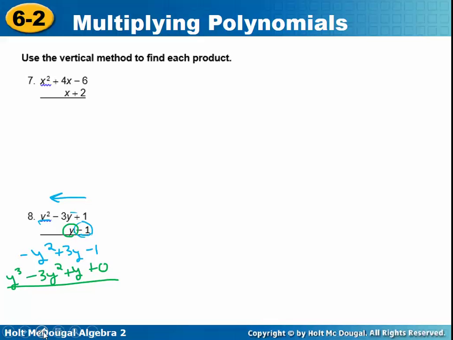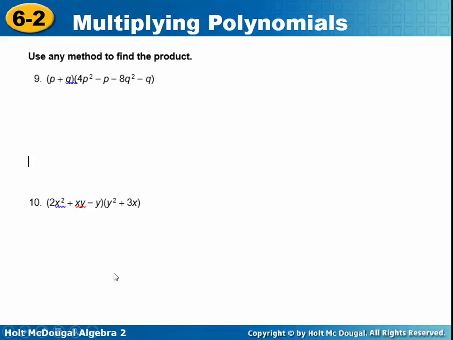And now I'm ready to add together vertically. So negative 1, and then 3y plus 1y is 4y. And then negative y squared, that's the same as negative 1y squared, minus 3y squared is negative 4y squared. Put a plus if it's a positive. So 3y plus y is 4y, and all I wrote was 4y, but I was missing a sign here, so I put a plus here. And then y cubed is the only one that goes with that one. So that is multiplying vertically.